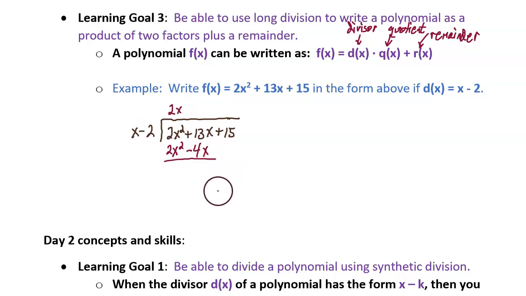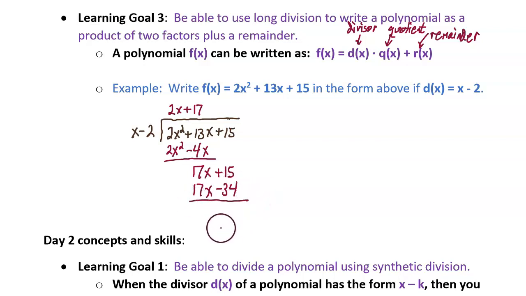Now comes subtraction. These cancel out to a 0. 13x subtract negative 4x is 17x. Then bring down the positive 15. X times what is 17x? That is positive 17. 17 times x is 17x. And 17 times negative 2 is negative 34.